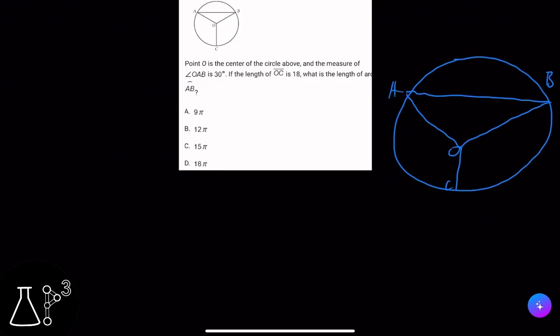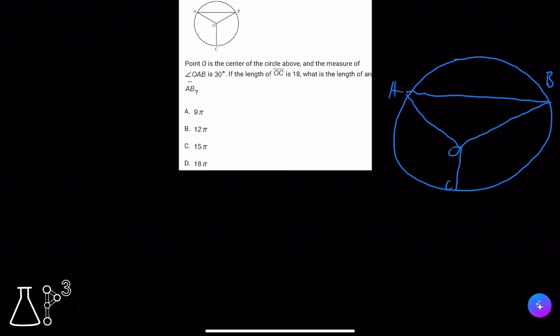Okay, this is the hardest question that we'll be doing today. I drew the circles the best way I can because there's a lot of information that we have to write down. So let's go over everything. Point O is the center of the circle above. The measure of OAB is 30 degrees. If the length of OC is 18, what is the length of arc AB?